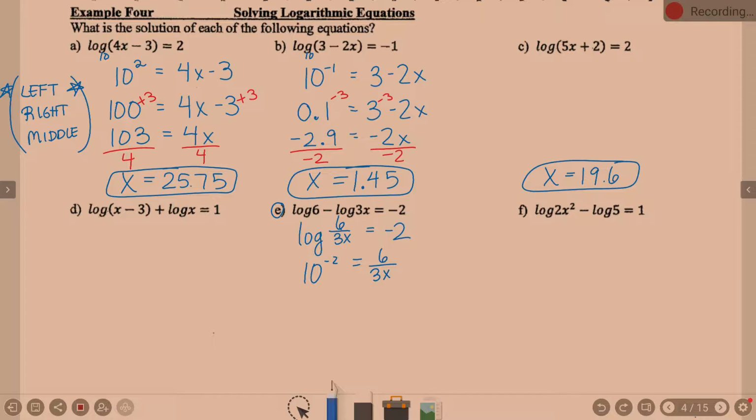You can say 1 over 10 squared, which is 1 over 100. If you prefer, you could give me a decimal answer, 0.01. 1/100th as a decimal is 0.01. In other words, if you enter in your calculator 10 to the negative second, most of your calculators are going to say 0.01.